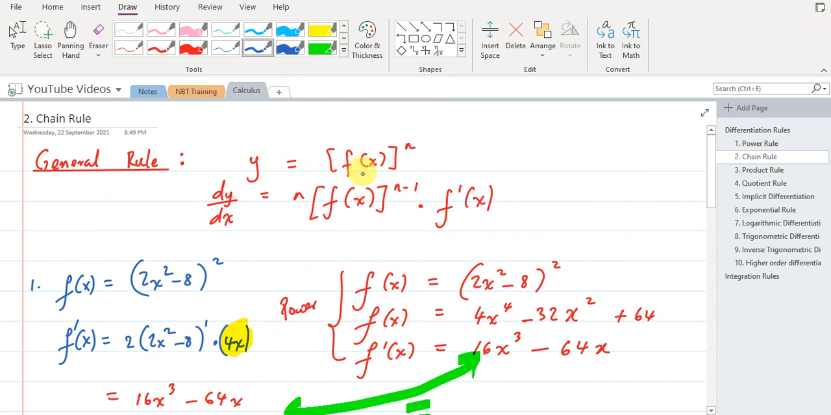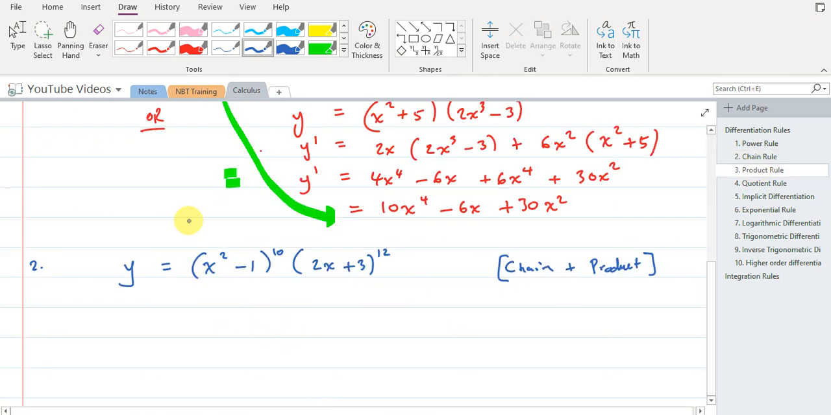If you have a function raised to the power n, it becomes n times f of x to the power n minus 1 times f prime x. Going back to the product rule, I would find the derivative of the first function. So you're going to say, y equals 10 times x squared minus 1 to the power 9 times the derivative of the inside, which is 2x, and leave the second function, which is 2x plus 3 to the power 12, plus.